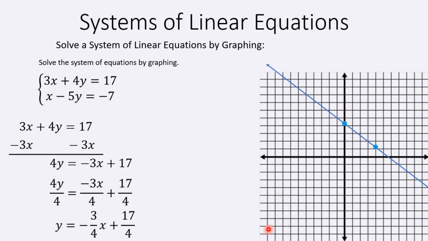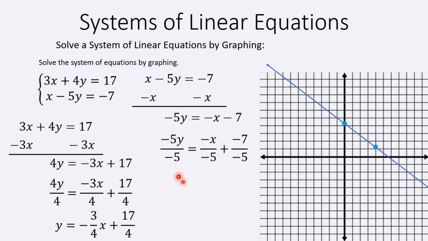Now let's draw the second line. So we'll first put the equation into slope-intercept form by subtracting x from both sides, because we're trying to isolate y. So we subtract x from both sides, and that's going to give me -5y equals -x minus 7. And then I'm going to divide both sides by -5. So on the left side, the -5s are just going to cancel. On the right side, I divide each term by -5. A negative divided by negative makes +1/5 x. A negative divided by negative makes +7/5.